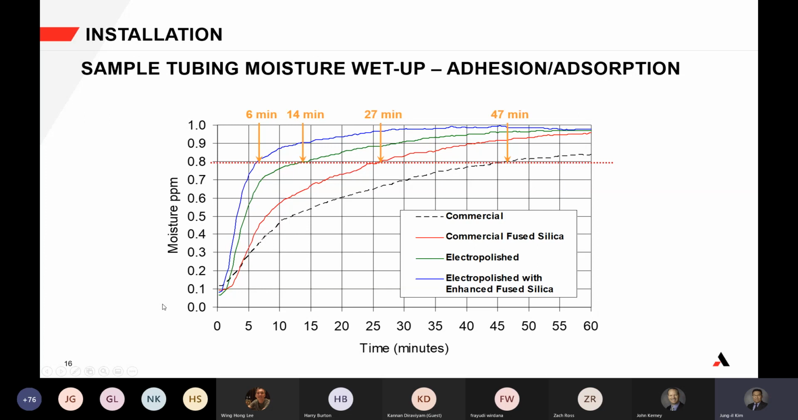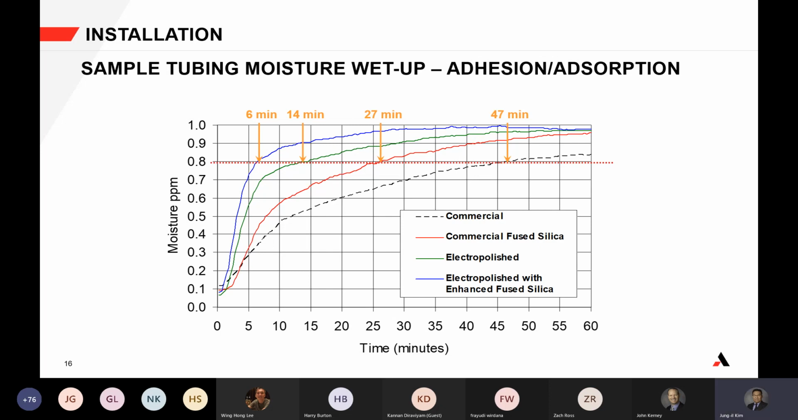This slide shows a test done by O'Brien, which manufactures sample lines, that shows moisture wet-up of various grades of sample lines. Electropolish with fused silica had the fastest wet-up time. Next was the electropolish by itself, followed by commercial grade with fused silica. The longest wet-up time was regular commercial grade tubing.